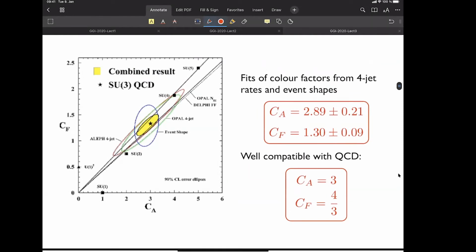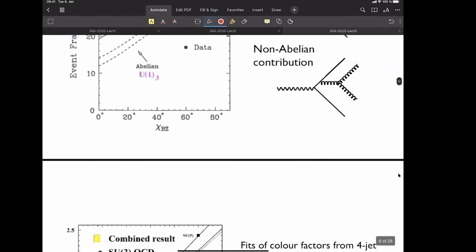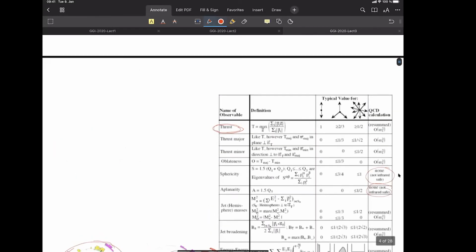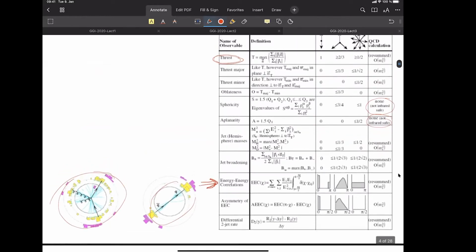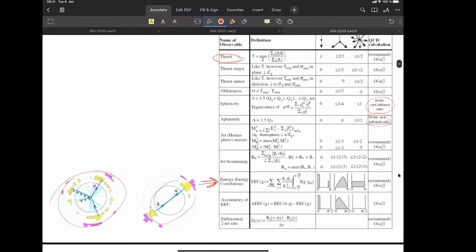Giulia, there is a question. Yeah, good, because I'm wrapping up this. Please. Yeah, just a question about the table and infrared safety. There were some values in the QCD calculation which were order alpha to some power, resummed and other non-resummed. What is their main difference?